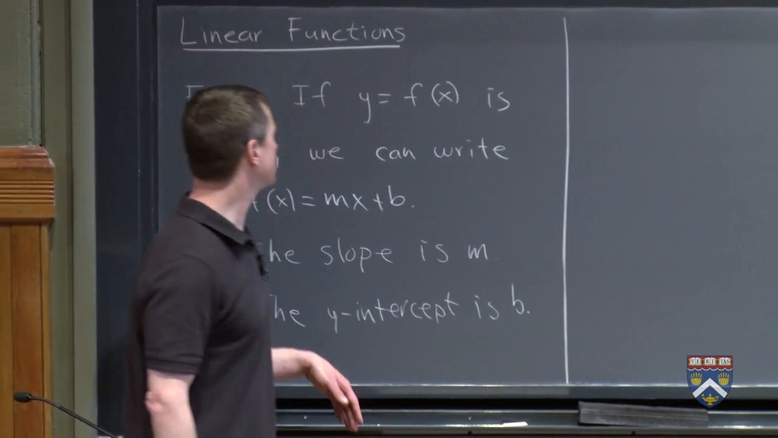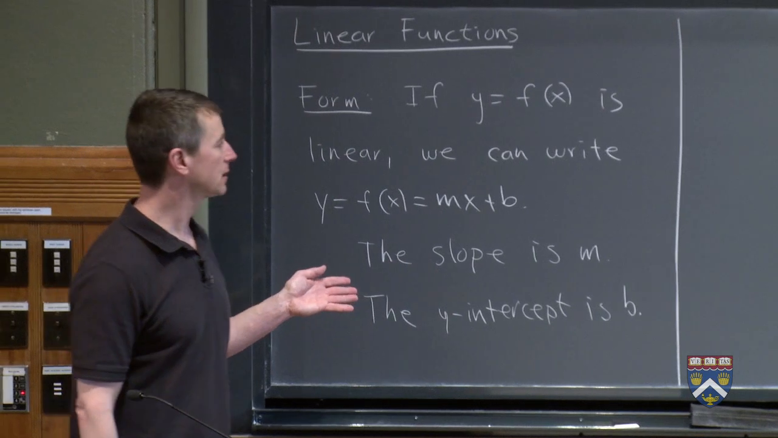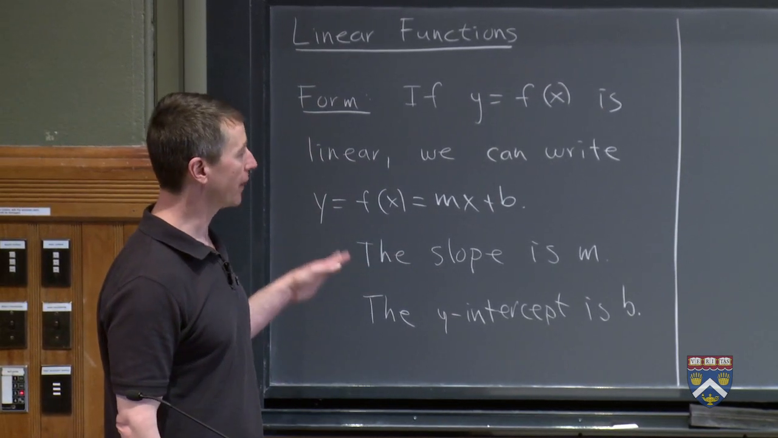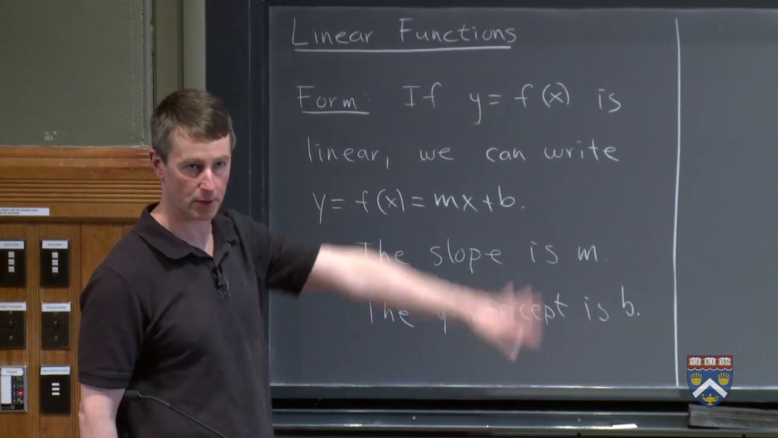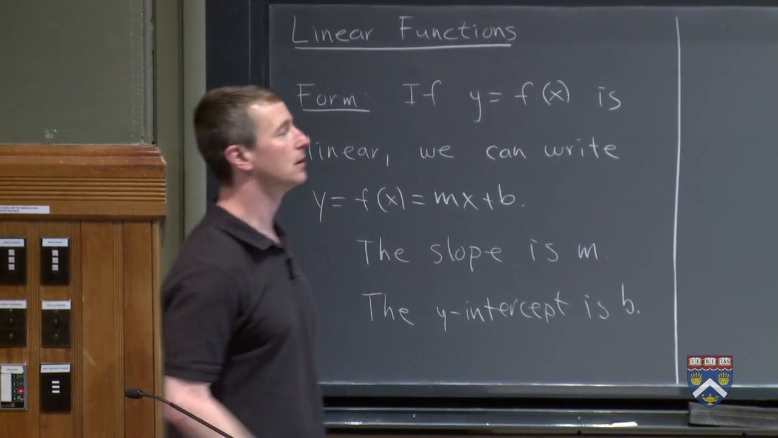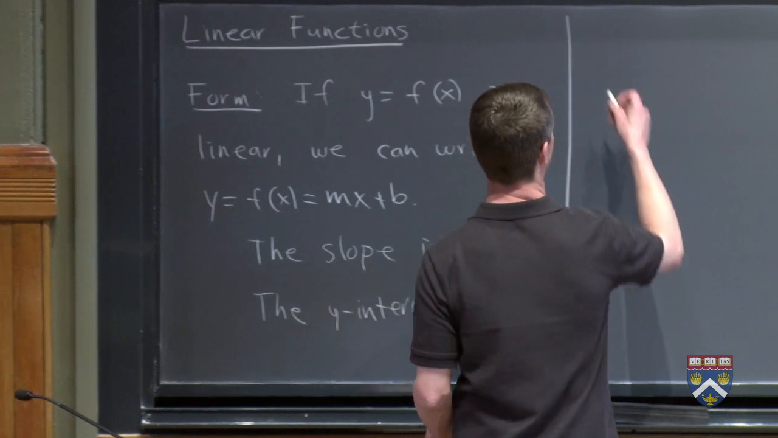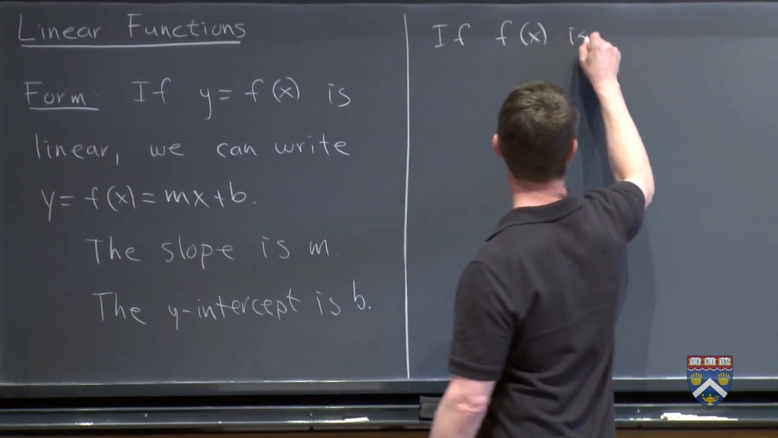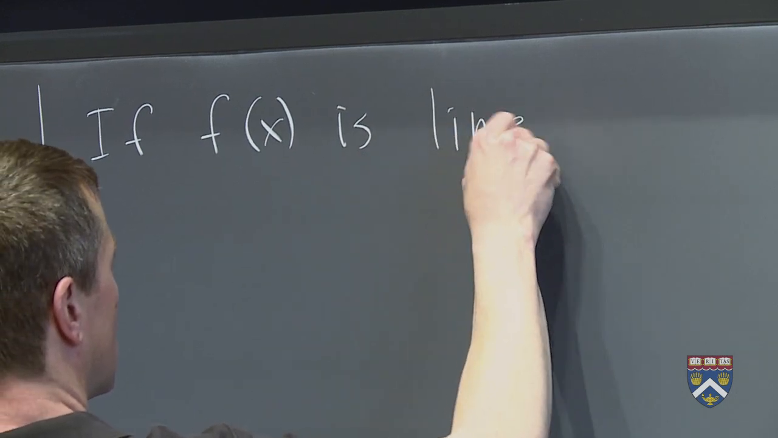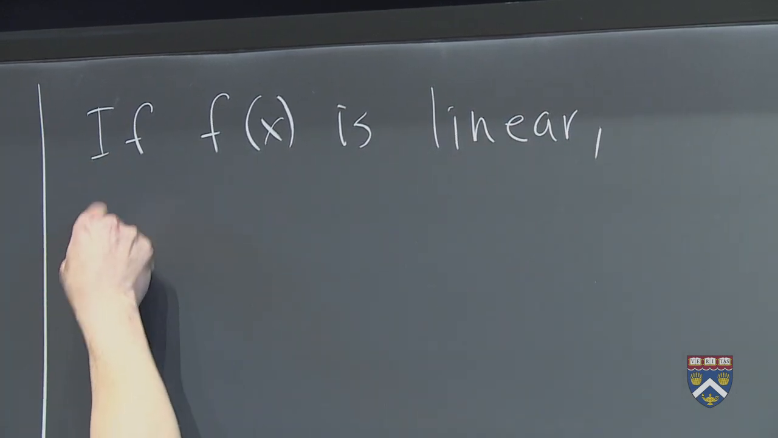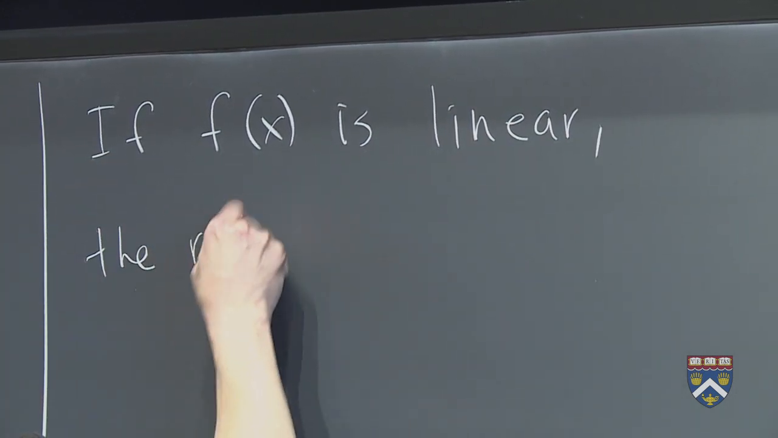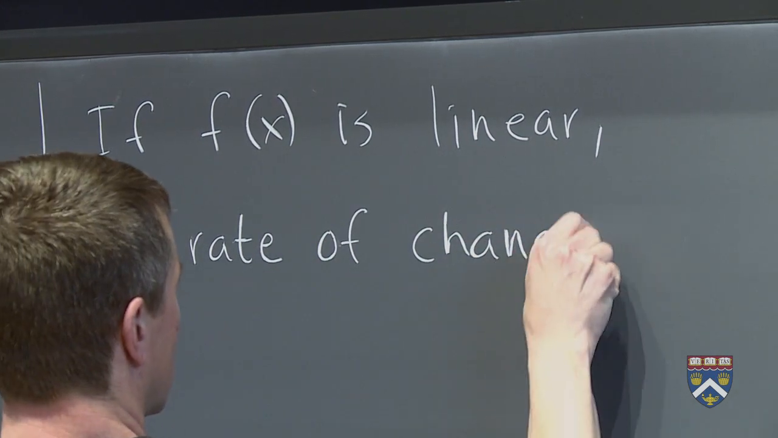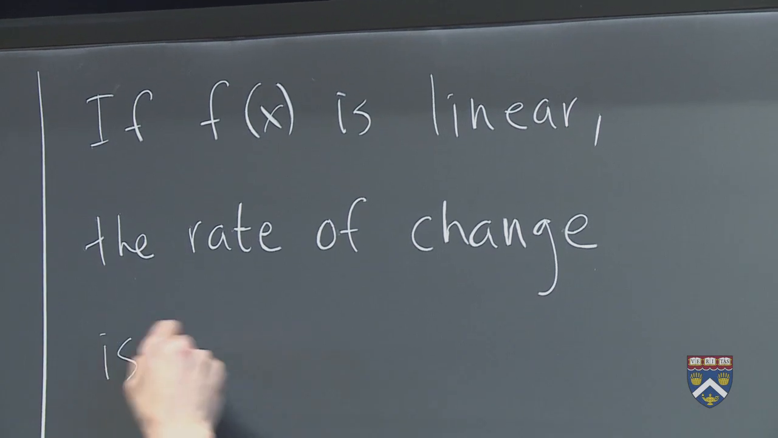And one reason that linear functions are special is that they have a particular quality about their rate of change. The rate of change of a linear function, whether you're going up or going down or going perfectly horizontal, is constant. So if f of x is linear, the rate of change, either the rate of growth or the rate of decrease, is constant.